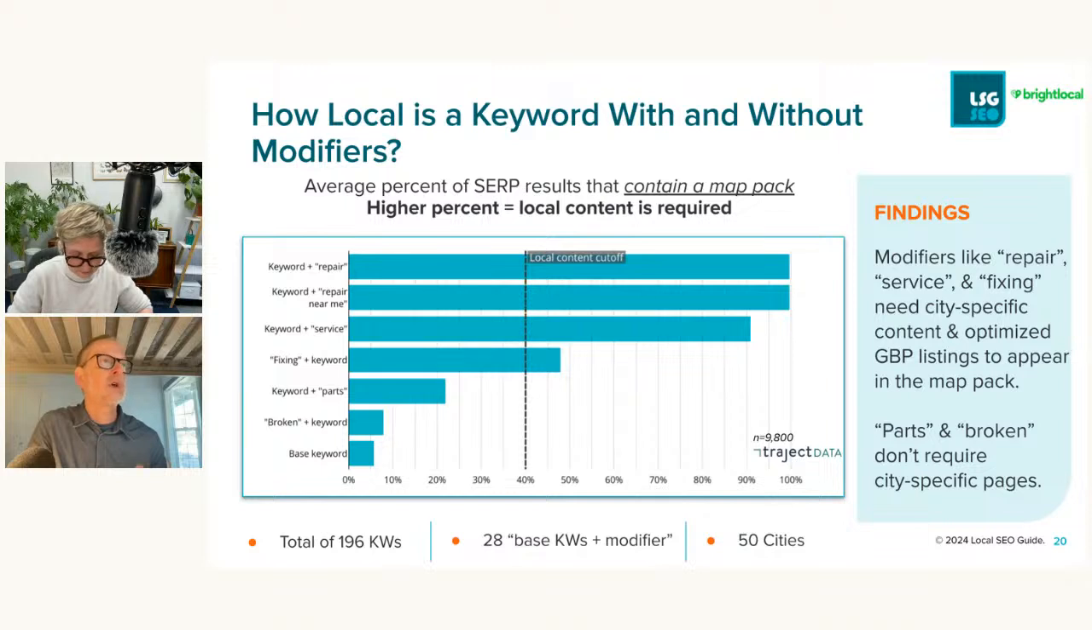And so for your repair pages, you required local pages. So, repair person in Houston. For a broken dishwasher, it really just required a single piece of content. So, how to fix your broken dishwasher. And that can rank anywhere.